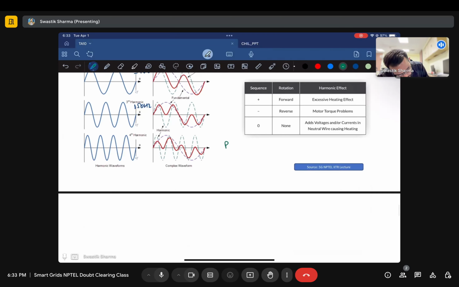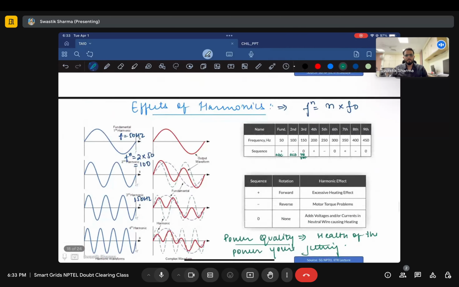So if I want to talk about power quality, it is the health of the power you're getting, right? The presence of harmonics causes distortion in the power quality. The harmonic distortion then degrades the quality of the power that you're getting from the sources. What you want is for the waveform to be as sinusoidal as possible, but their presence makes them non-sinusoidal in nature.